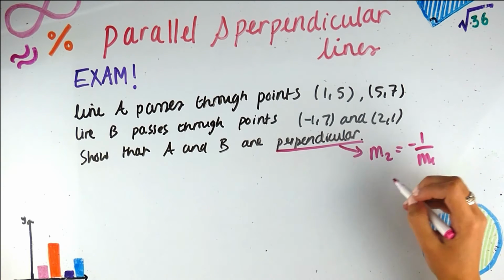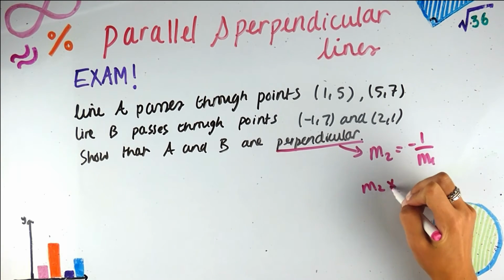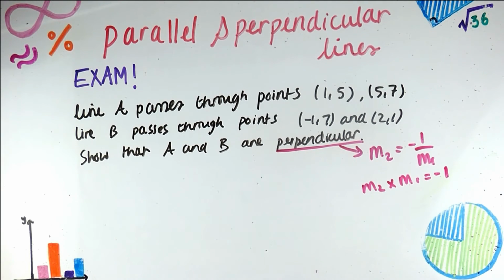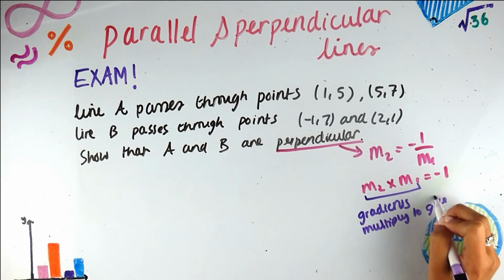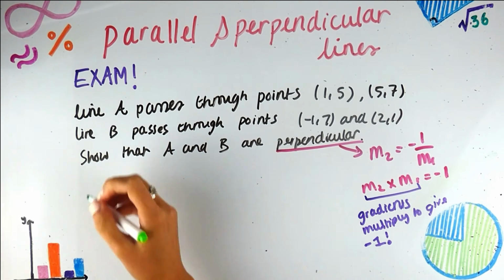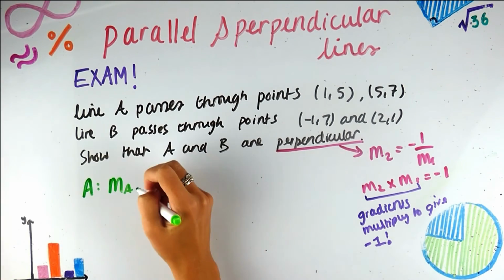So we can rearrange this equation by bringing m1 up. It's divide on this side, so it's multiply to get -1. So we can see from this that the gradients have to multiply together to give -1. If that happens, you've shown they're perpendicular. So first of all, we need the gradients. Let's start with line A. I'm going to call it MA for gradient A.